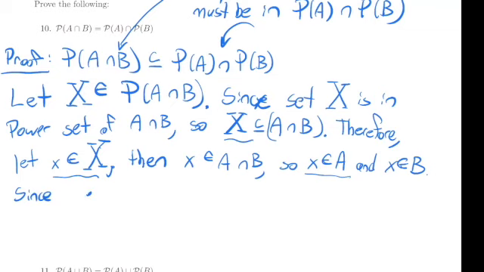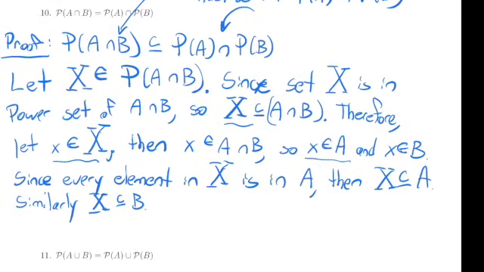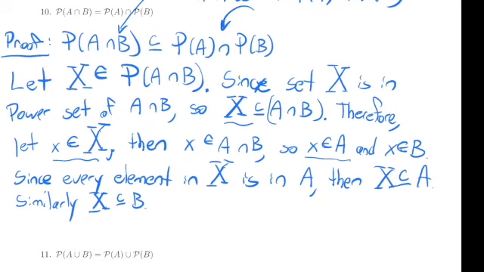Okay, so since we know that every element in X is also in A, then by definition X is a subset of A. And similarly, we could say, therefore, X is a subset of B. And that should do it, right? So now that we know X is a subset of A, that means X has to be in the power set of A.